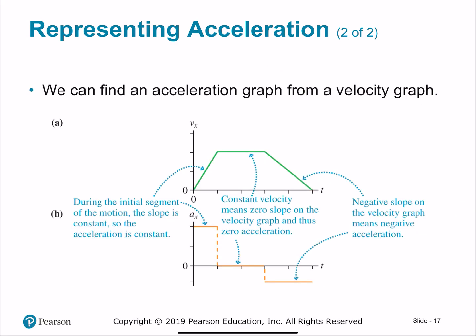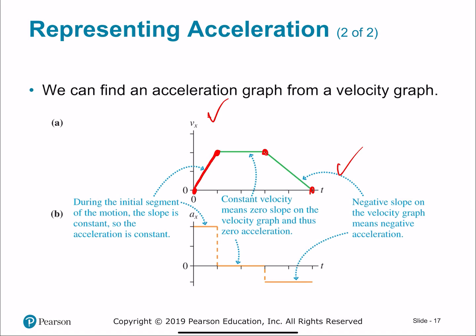So let's look at a more complicated graph, if you will. We have velocity versus time here. In this case, the velocity is changing from 0 to this value here, right? Then the velocity goes from here to here and it doesn't change. And then it goes from here to here and back to 0, right? So here we have a positive acceleration, right? During this stage, the car speeds up.